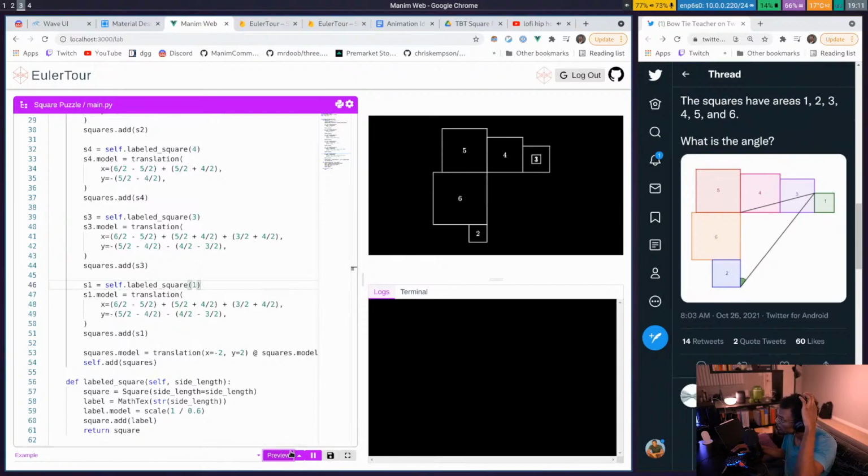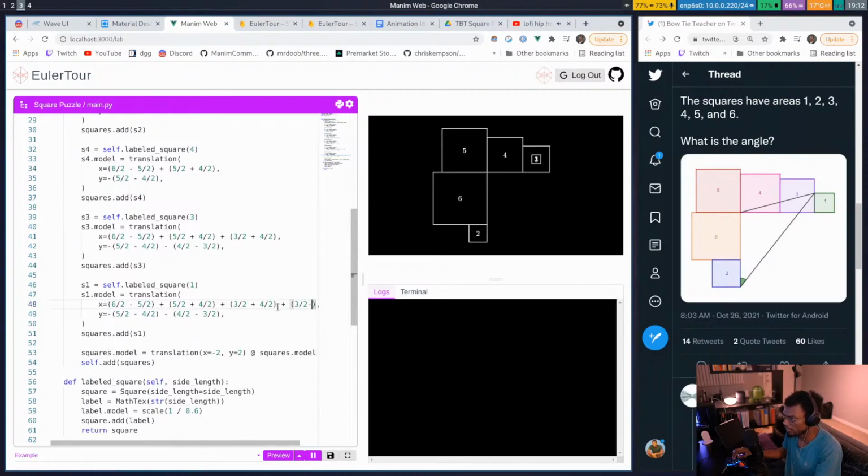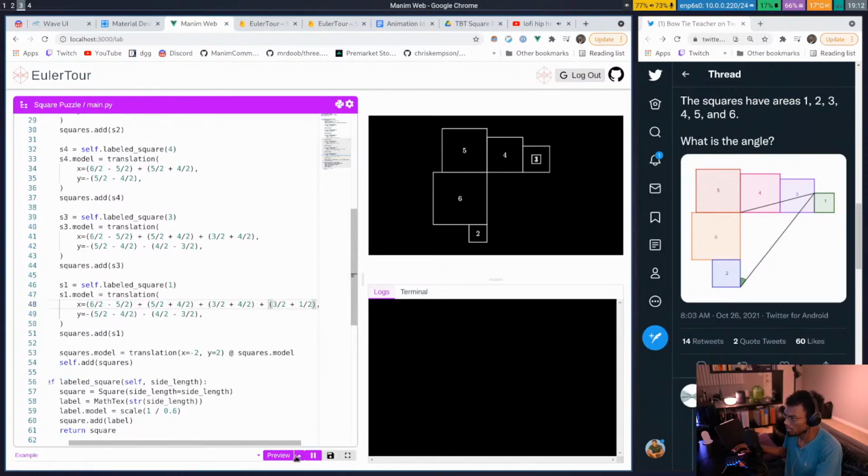I'll position the 1 square. It's going to be pretty much the same thing. Plus 3/2 plus 1/2, and then minus 3/2 minus 1/2. Great. So the scale looks a little bit different from this.